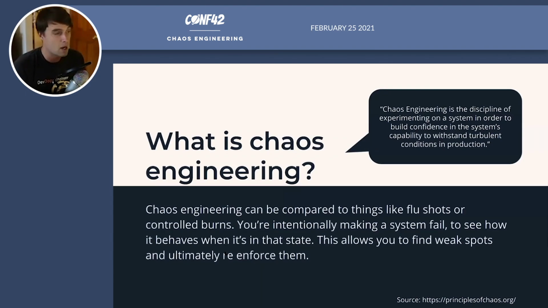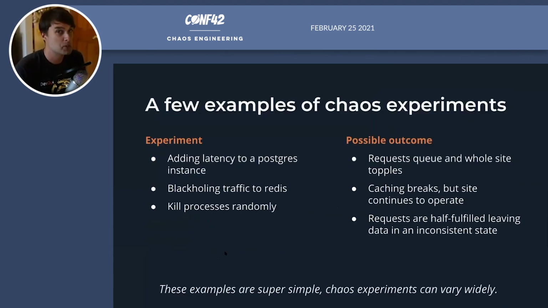Another way that this is commonly said, and I think the Gremlin team has popularized this, is you can think of it like a flu shot, right? You're injecting in a failure to create immunity. Another way you can maybe think about it is maybe a controlled burn. You're helping burn down the forest so it doesn't burn down the entire forest at certain points. You're trying to make things fail. Sometimes they may not. And what it does is it allows you to kind of find the weak spots and ultimately reinforce them.